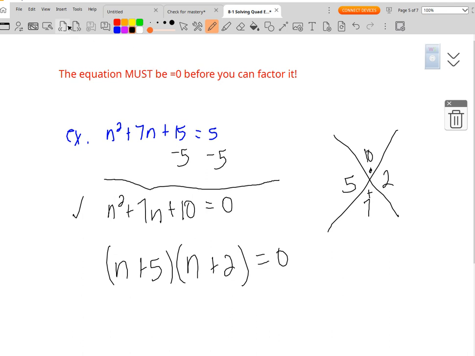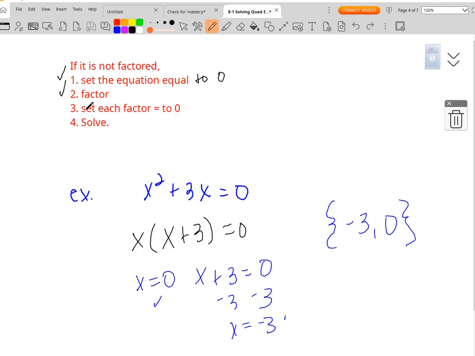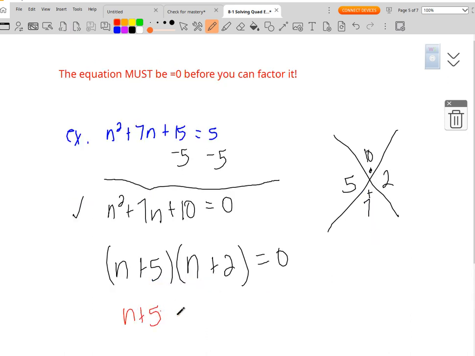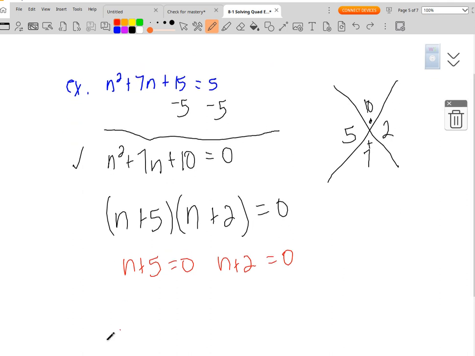So now it's factored. What do we do now? Solve. Now we set each factor equal to 0. We have two factors. N plus 5 is a factor, we set it equal to 0. N plus 2 is a factor, we set it equal to 0. Now we solve. Minus 5, minus 5. So n equals negative 5. Minus 2, minus 2. N equals negative 2, and we're going to give it our answer in set notation.